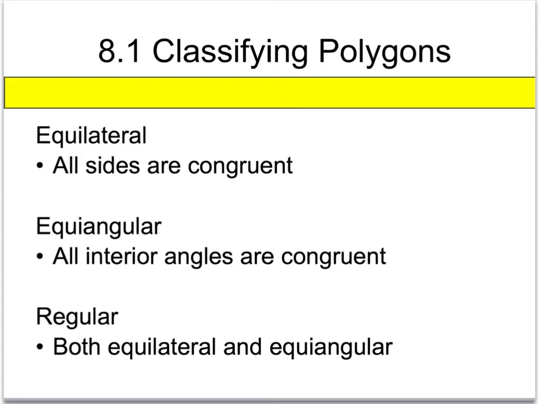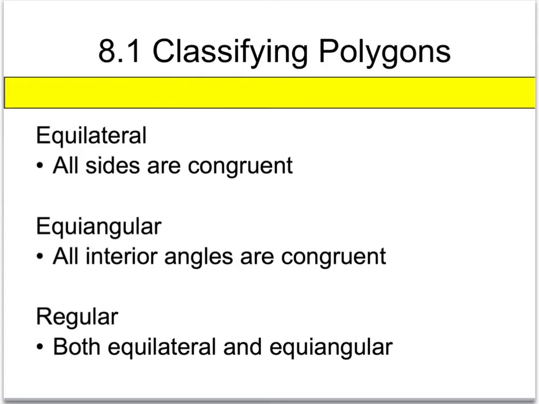Alright, so now the very first one we're going to be talking about is going to be equilateral. Equilateral are polygons that have all sides congruent. You may be familiar with the equilateral triangle. You know that equilateral triangles are triangles with all the same sides that are congruent.